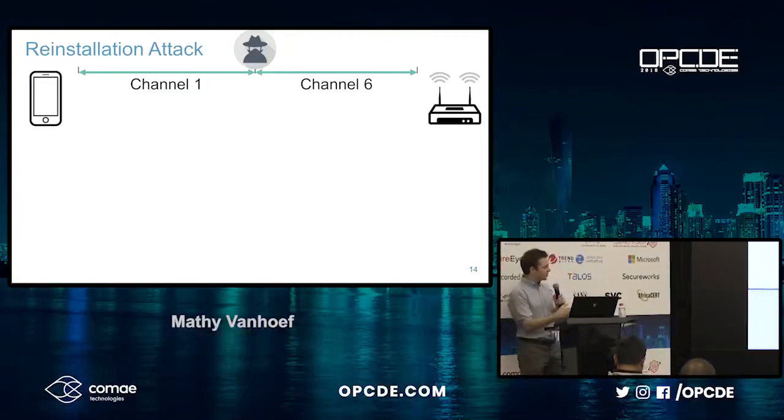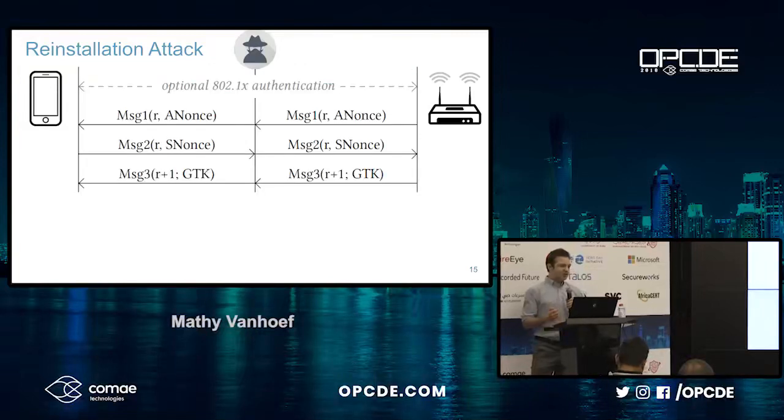Okay, so let's assume we have this man-in-the-middle position, and the client wants to connect to the access point. In case we are attacking an enterprise network, we first have this 802.1X authentication stage, and here we don't do anything special. We just forward the frames and let the client and access point execute this handshake. The same is true for the first 3 messages of the 4-way handshake. We simply forward them between both devices. So up to this point, nothing really special is going on apart from this man-in-the-middle position.